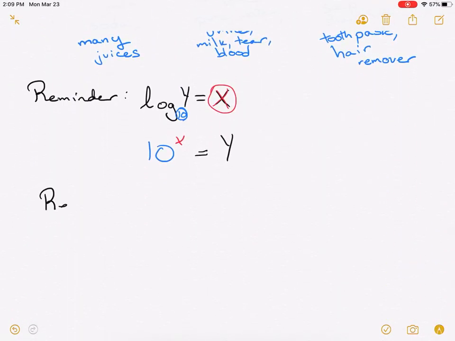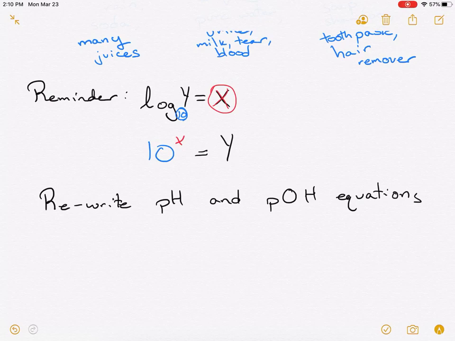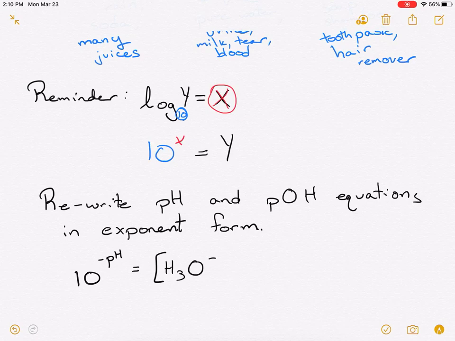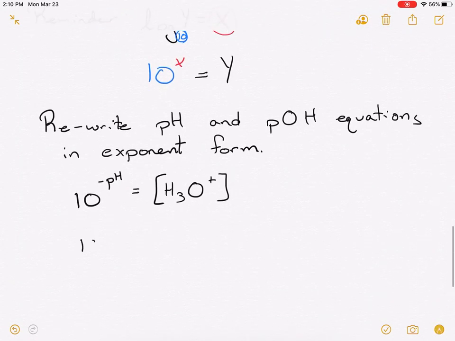So based on that, let's do a review of everything we've done so far. Let's rewrite the pH and pOH equations in exponent form. Because you're not always going to be told the concentration, you might instead be told the pH or the pOH, and you should be able to then find the concentration. So if I were to rewrite it in exponent form, I would have 10 raised to the negative pH equals our H3O plus concentration. And then we also have 10 raised to the negative pOH equals the concentration of our OH minus.